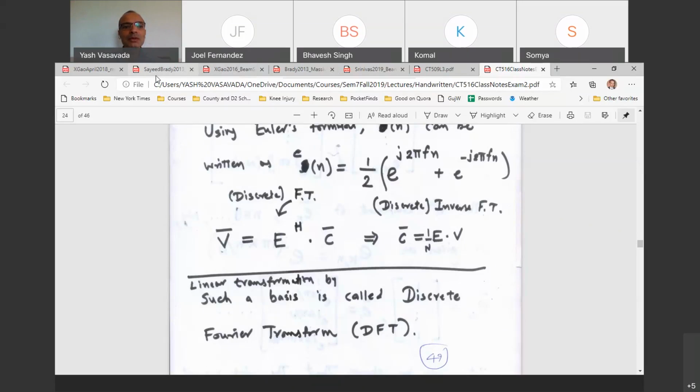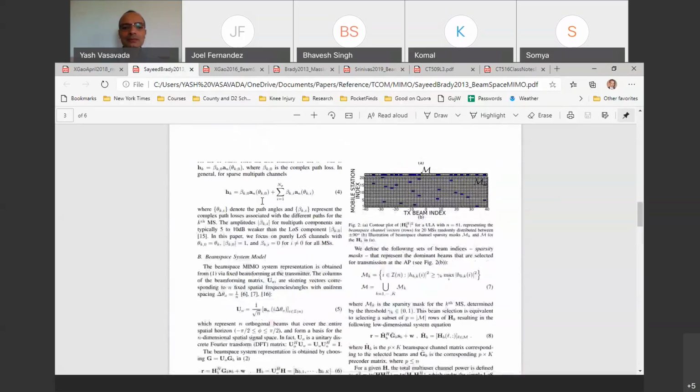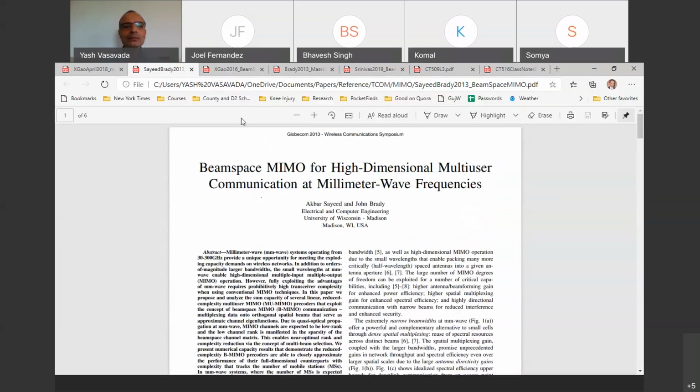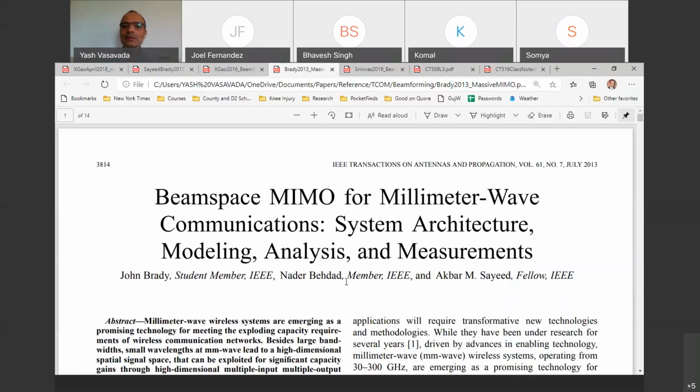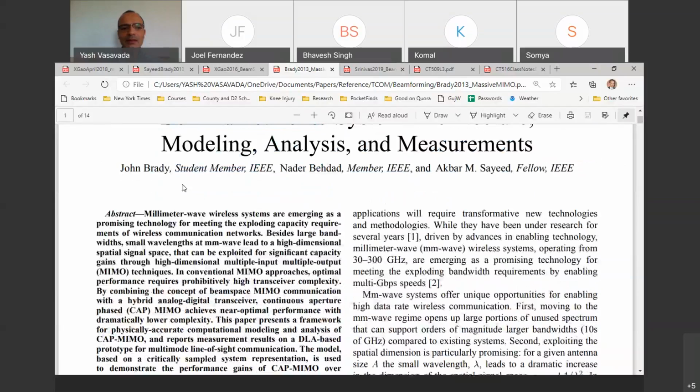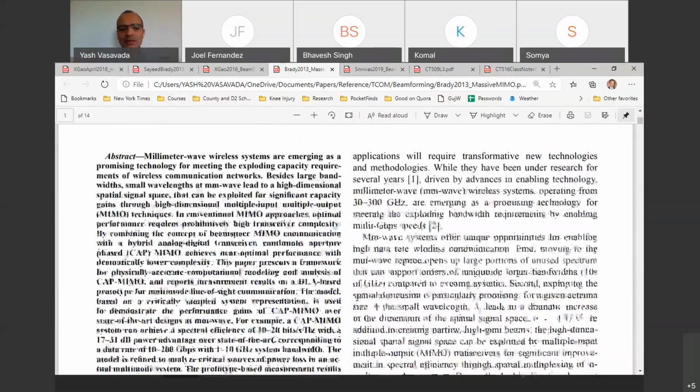Now with that, let me go to this paper. Not this paper, actually. This paper. So this paper appeared in IEEE Transactions on Antennas and Propagation in July of 2013. The title is Beam Space MIMO for Millimeter Wave Communications. It's actually written by a student, maybe pursuing a PhD.